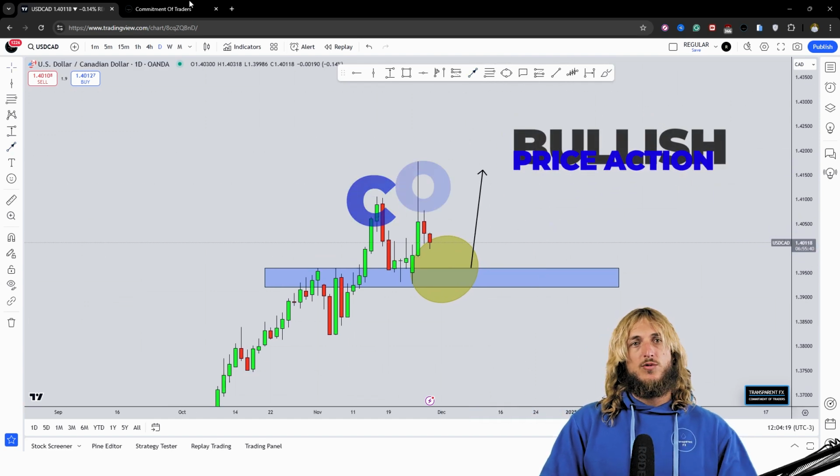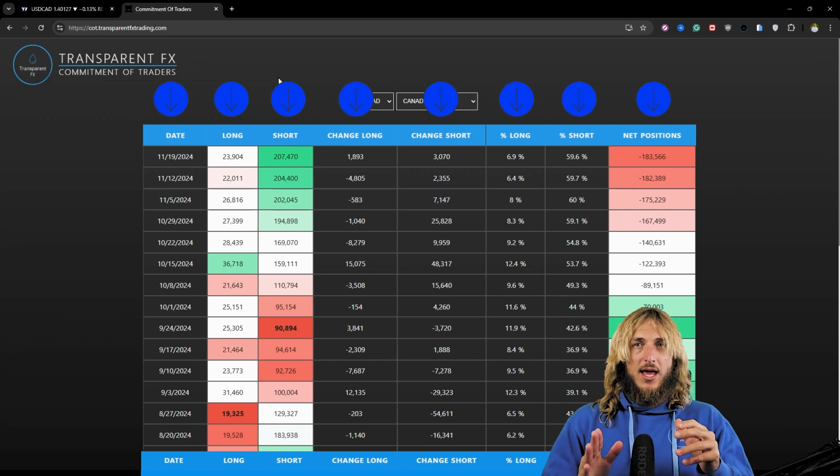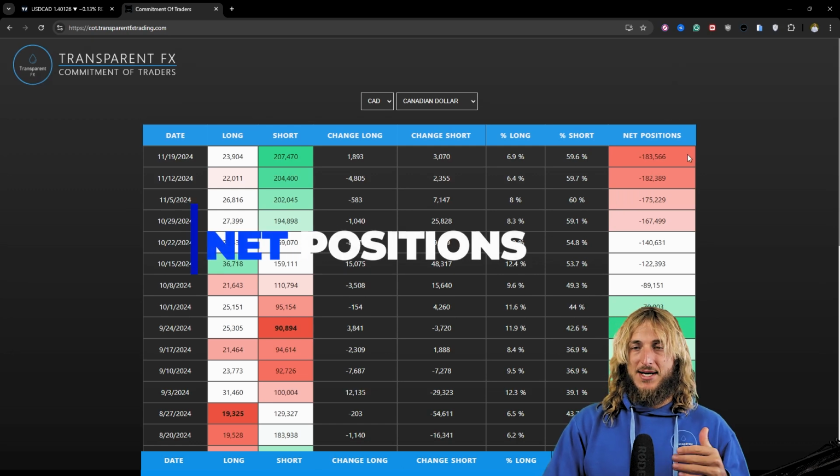Now, if we go and see what we have when it comes to the commitment of traders, so what the big players in the market are doing, and we look at the data precisely for the CAD, what we can see is that with the last reports, net positions have been massively decreased.